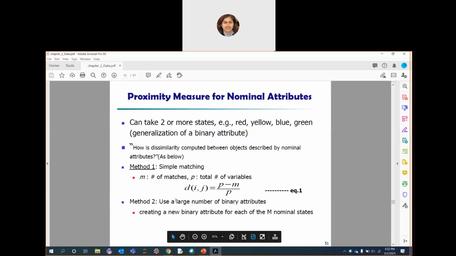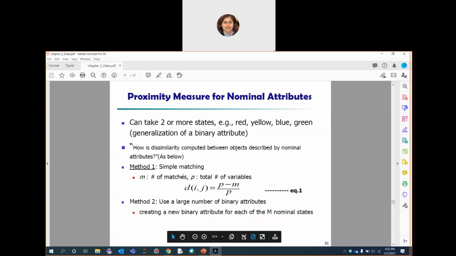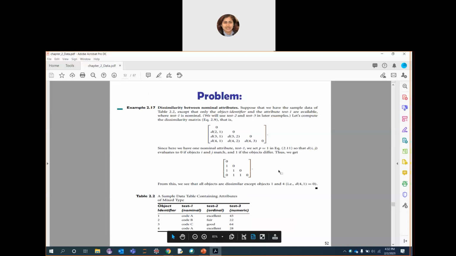So based on this formula, what is P here? P is the total number of variables or objects, that is 4: 1, 2, 3, 4. So how can you find out M now? M is the number of matches. So let's see that.